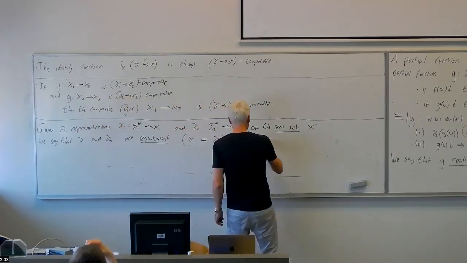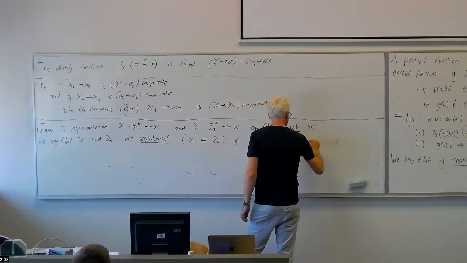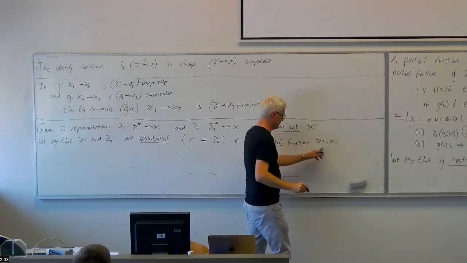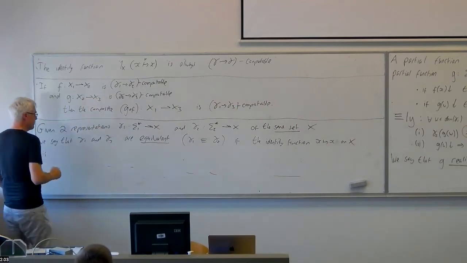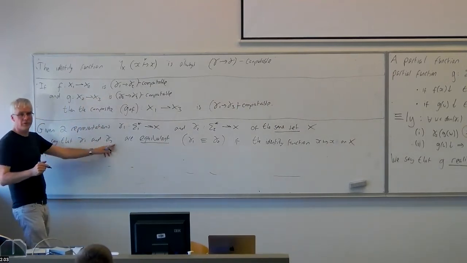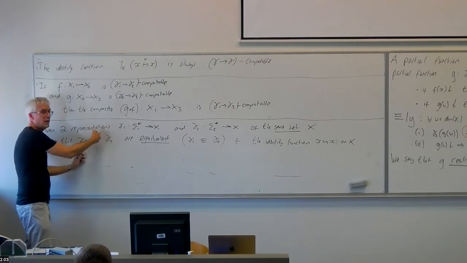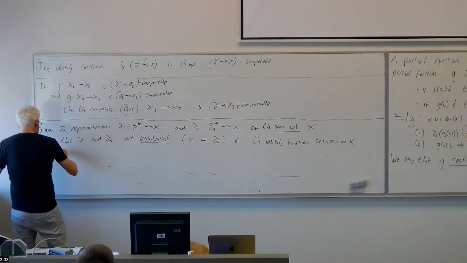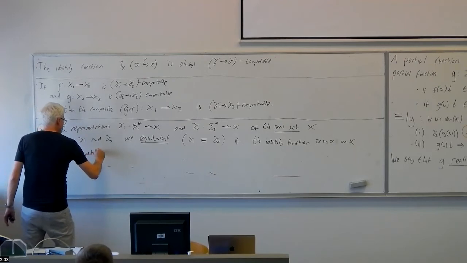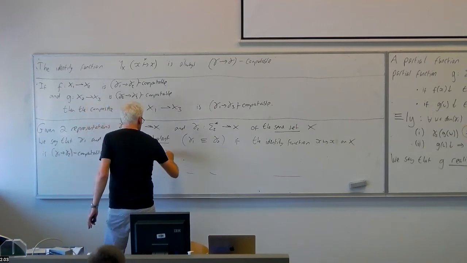So we simply ask if the identity function on X, mapping X to itself, is computable from representation gamma 1 to gamma 2. So it can be computed by converting representation gamma 1 to gamma 2, and in the other direction by converting representation gamma 2 to gamma 1. So is both gamma 1 arrow gamma 2 computable, and also gamma 2 arrow gamma 1 computable.